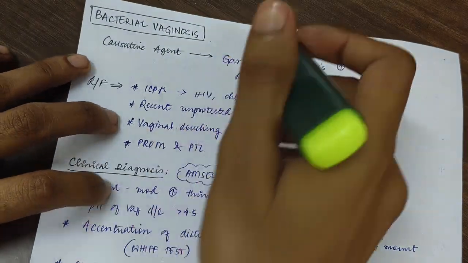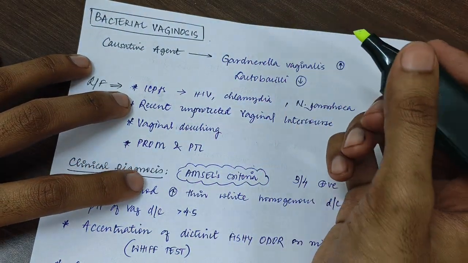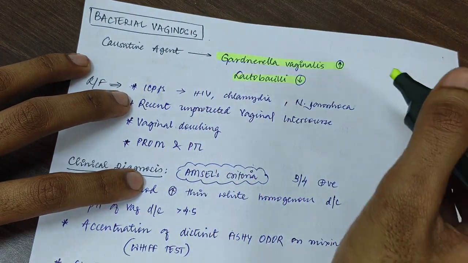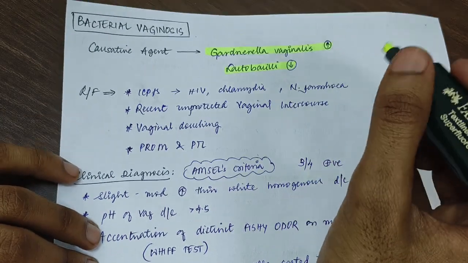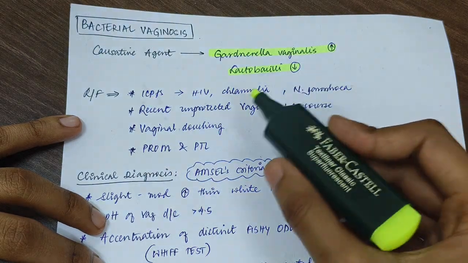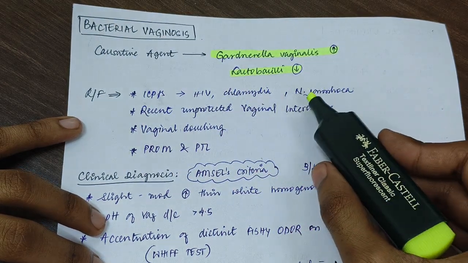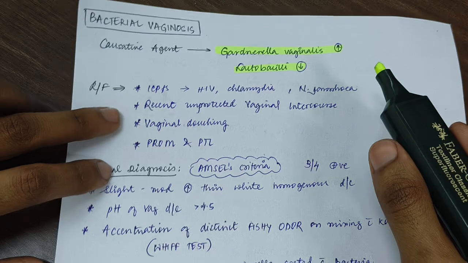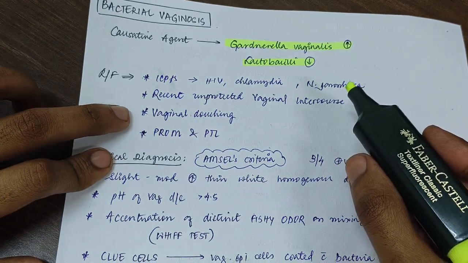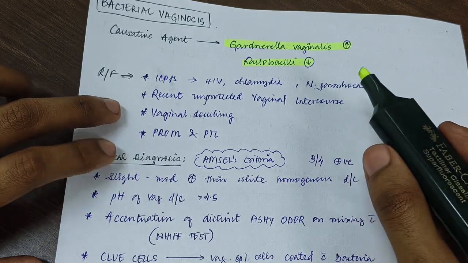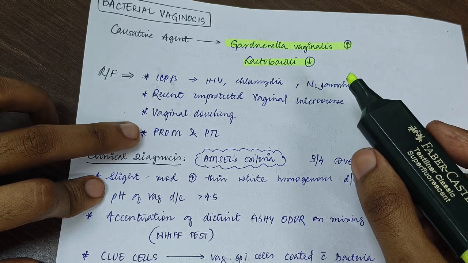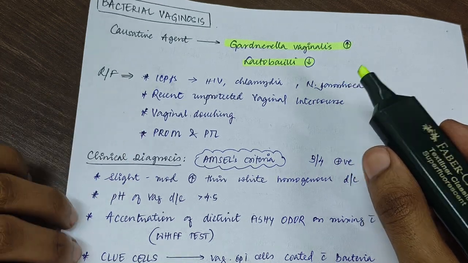Next, bacterial vaginosis. Usually Gardnerella vaginalis is a commensal, but if its concentration increases and the lactobacilli physiologically decrease, it is going to cause bacterial vaginosis. Risk factors being immunocompromised patients such as HIV, chlamydia-associated infection and Neisseria gonorrhoeae-associated infection. Then recent unprotected vaginal intercourse, vaginal douching, which is done in case of vaginal hysterectomy to clean the vagina and keep it sterile. Then PROM, that is premature rupture of membranes. Then PTL means preterm labor.